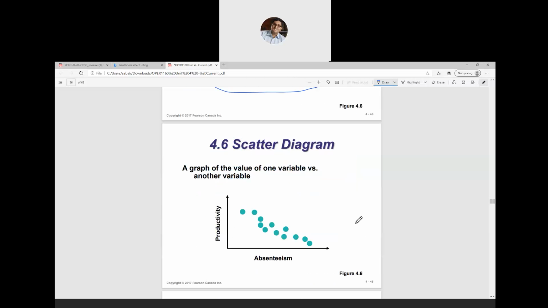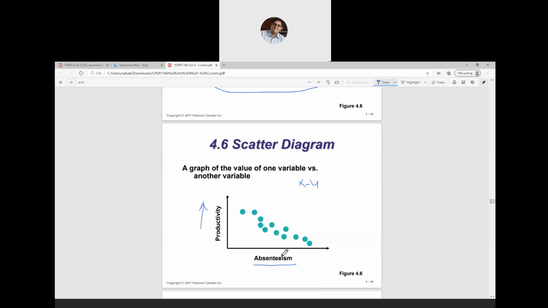The second method is called a scatter diagram. A scatter diagram is a typical XY axis thing wherein you normally represent an independent variable. So the X variable is generally an independent variable and the Y variable is always a dependent variable.